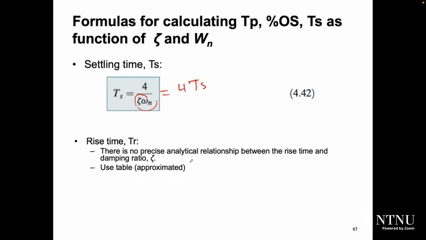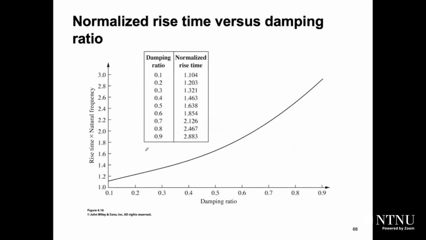Rise time, there is no precise analytical relationship between the rise time and the damping ratio. There is no relationship. So in this case, there are some tables which are used for finding zeta if you need to achieve some rise time. So we have this graph here, and it's the relationship between the damping ratio and normalized rise time. On the y-axis, we have the rise time multiplied by natural frequency.